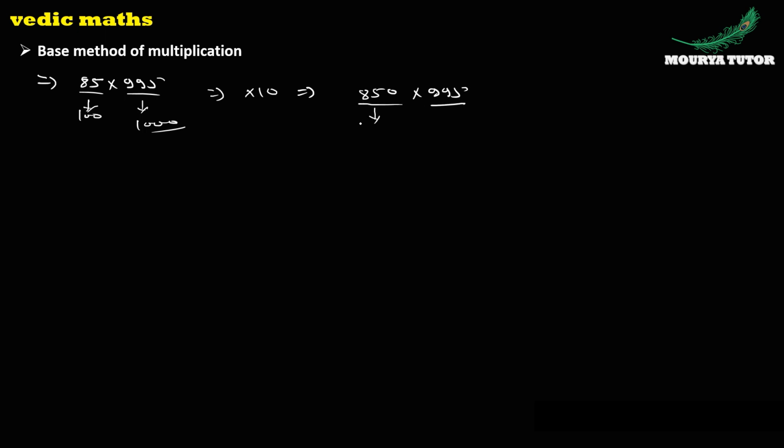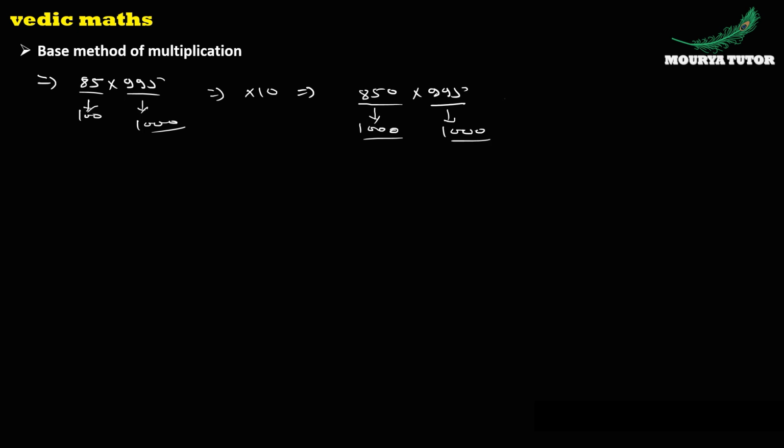Now just see the base, 1000, for this also 1000. Now you can use the base method of multiplication here. So what you need to think here, you just need to multiply the power of 10 in order to make the base same. Then you will be able to apply the base method of multiplication, and at the end, after finding the final answer, we need to divide the final answer with 10 because we have multiplied it with 10 initially.